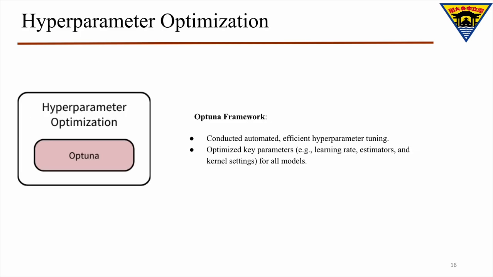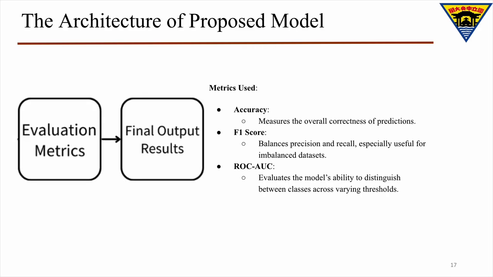And the next one is about the hyperparameter optimization. We use the Optuna framework to do this parameter optimization, and Optuna gives us an objective function to do this parameter tuning. And the last two parts are about the evaluation metrics and the final output.